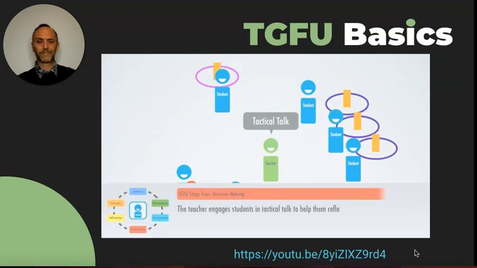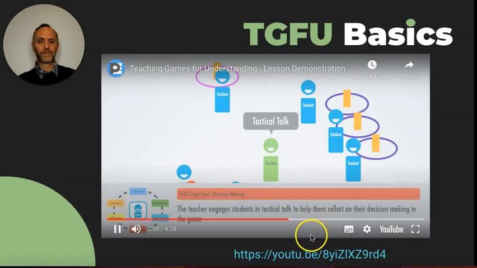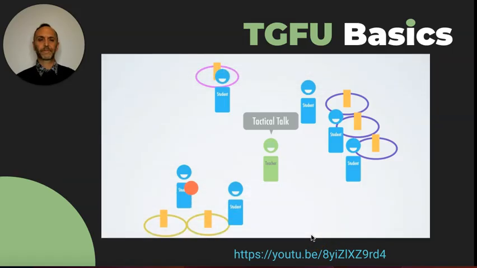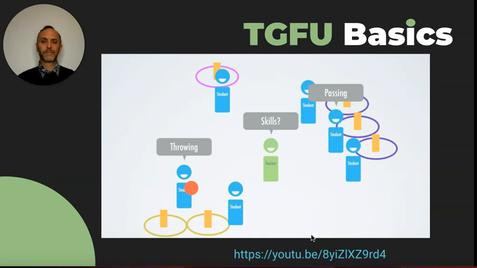Tactical talk allows the teacher to help the students reflect on their decision making in the game. Asking questions such as, "How are you being successful in the game?" allows the students to reflect on the tactics that they've been using throughout the activity. Also, asking the students which skills are needed to be successful in the game can help the teacher lead into the next stage of TGFU, which is skill execution.